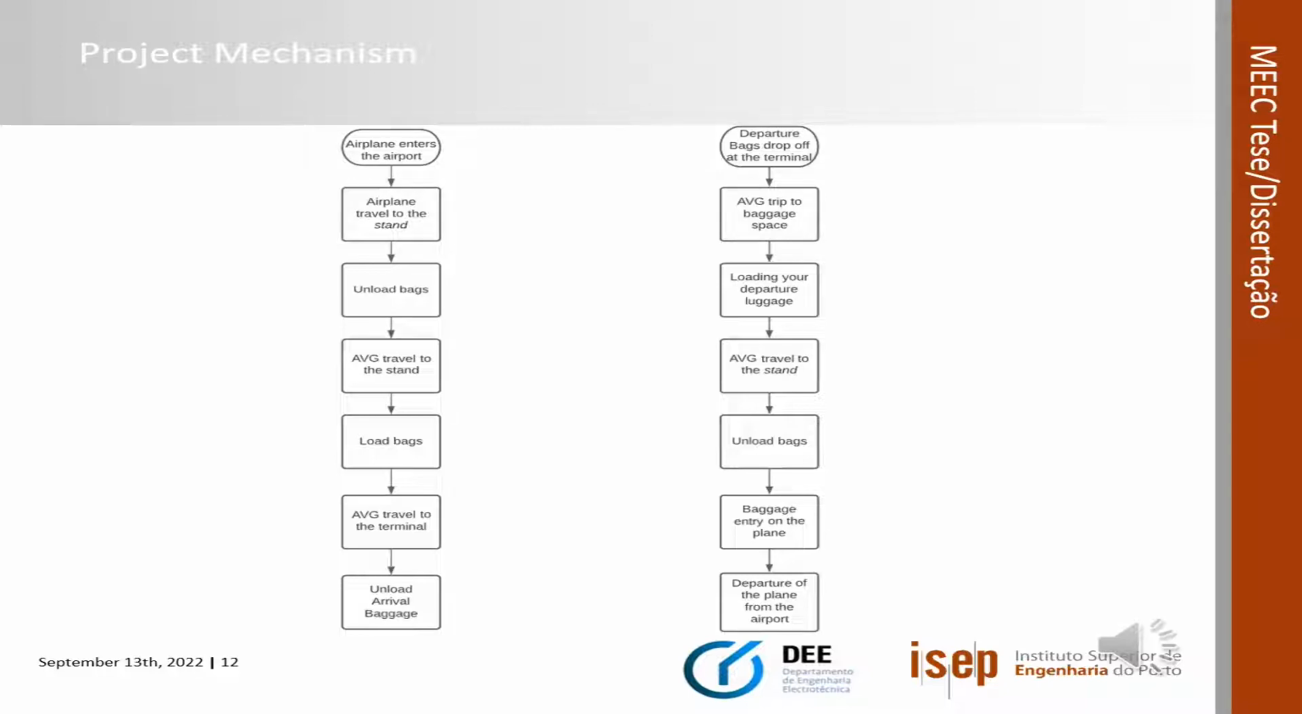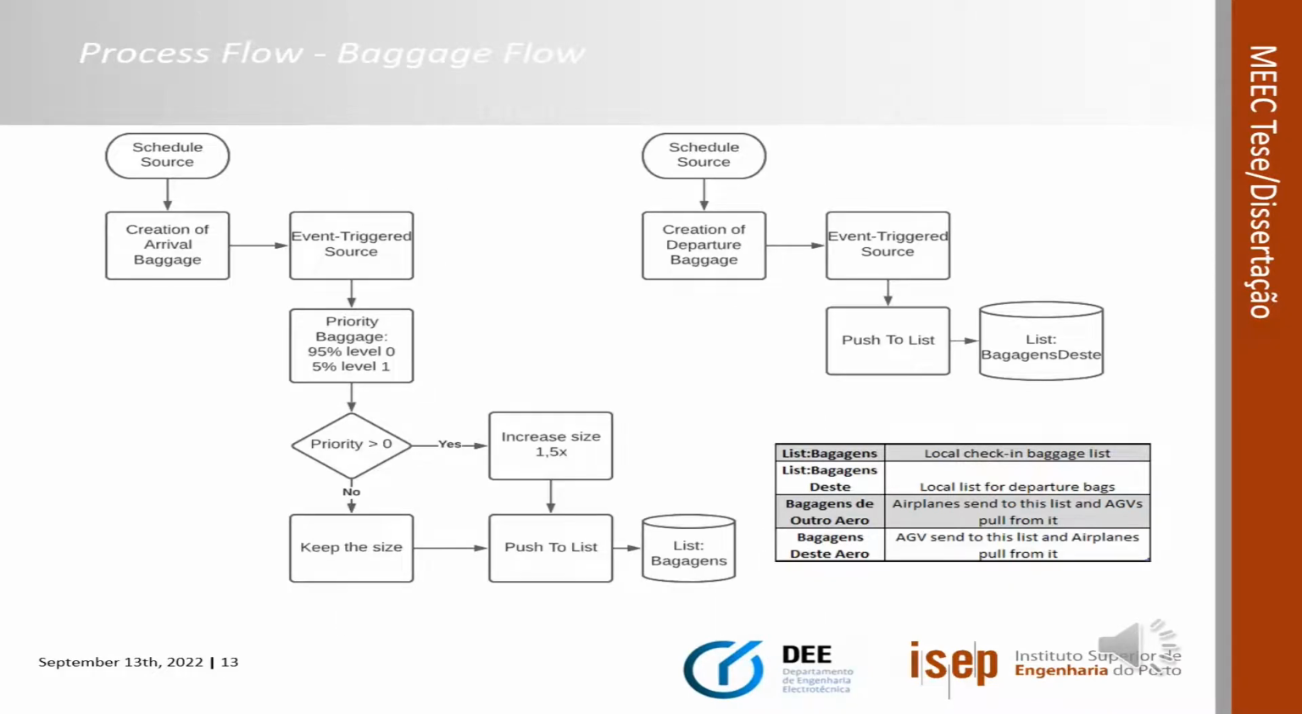Then, they unload the baggages, and they are loaded into the plane, and the plane starts to leave the airport. To implement the baggages into the project, it was necessary to create them as a flow item. And what is a flow item? It's basically an object that will be used from the beginning to the end of the simulation.